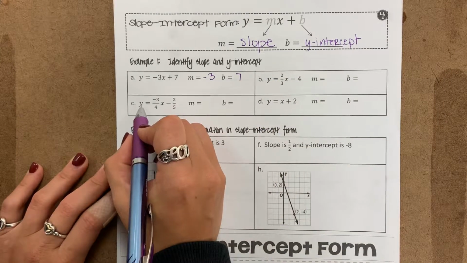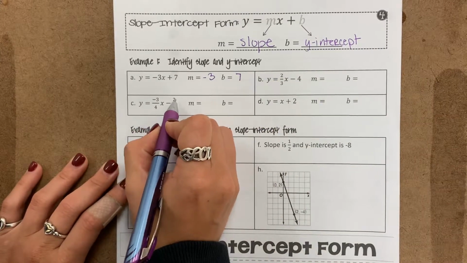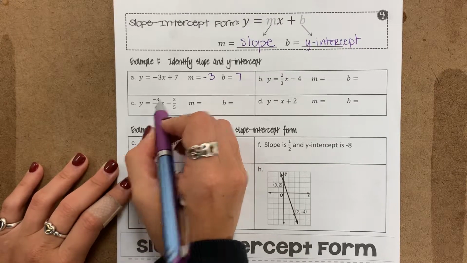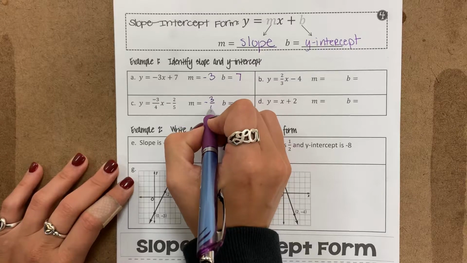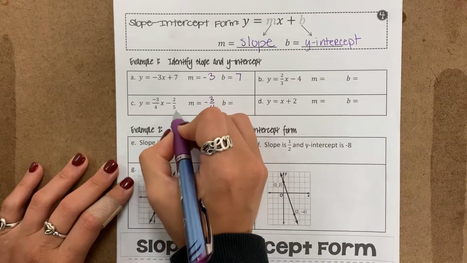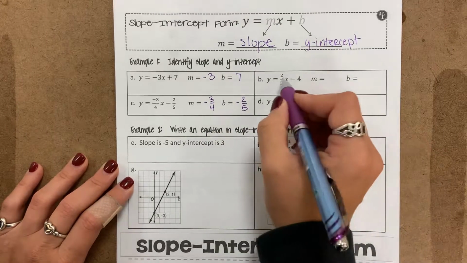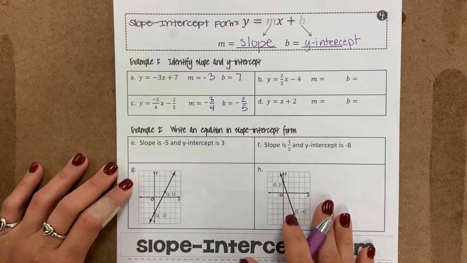Letter C, y equals negative 3/4 x minus 2/5. M, remember, is attached to the x. It's the number in front. Negative 3/4. B is the number added or subtracted at the end, so negative 2/5. We'll leave B and D to do in class together.